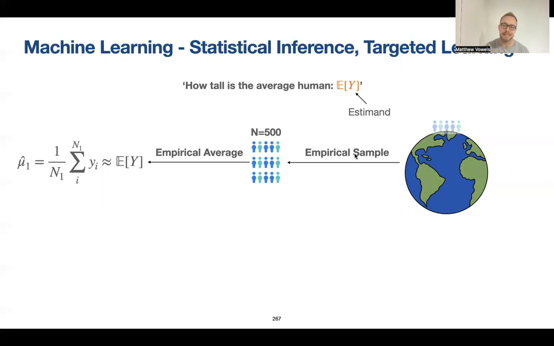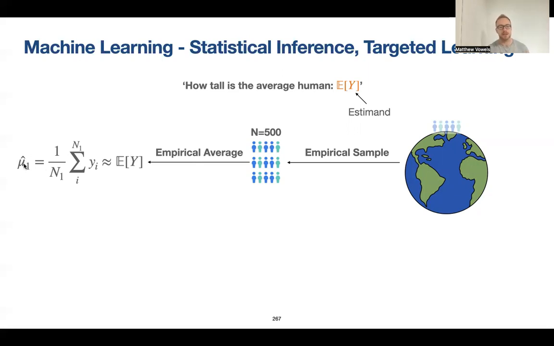So let's say I take a sample from this world. I have 500 people and I estimate their height. And I estimate their height using the empirical approximation for the expected value of y, which here is just this 1/n, where n is equal to 500 for this particular sample, multiplied by the sum of all of the heights of the individuals in this sample. And that's going to give me a finite sample approximation to the expected value of the height. And I'm going to call that mu hat 1.